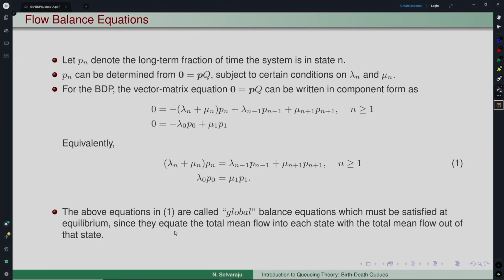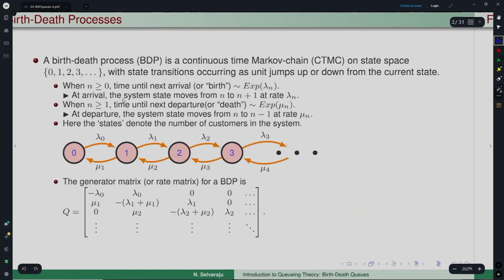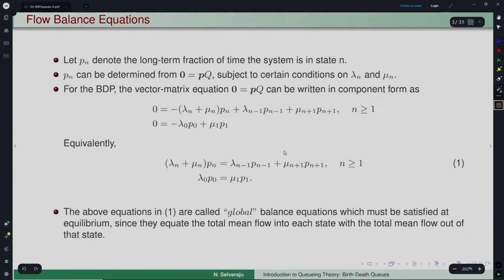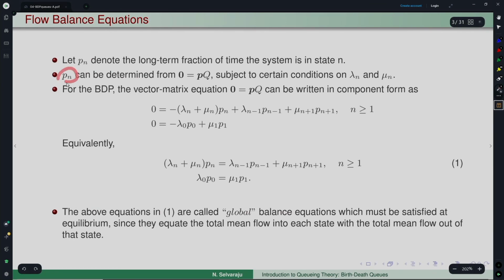If you denote Pn to be the long term fraction of time the system is in state n, or the limiting probability of finding the process in that particular state for a long time from now, then this Pn can be determined from, because we know that already this is irreducible with appropriate conditions on lambda n's and mu n's. If they are assumed to be strictly positive, then this is irreducible, right. And you will see that Pn can be determined from the stationary equations.